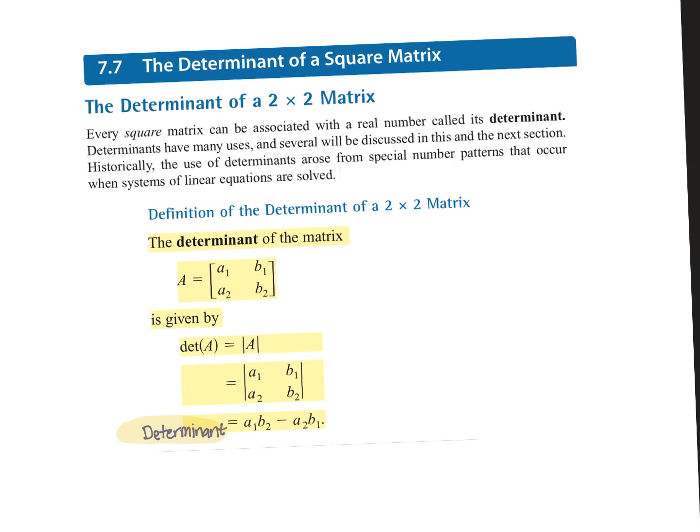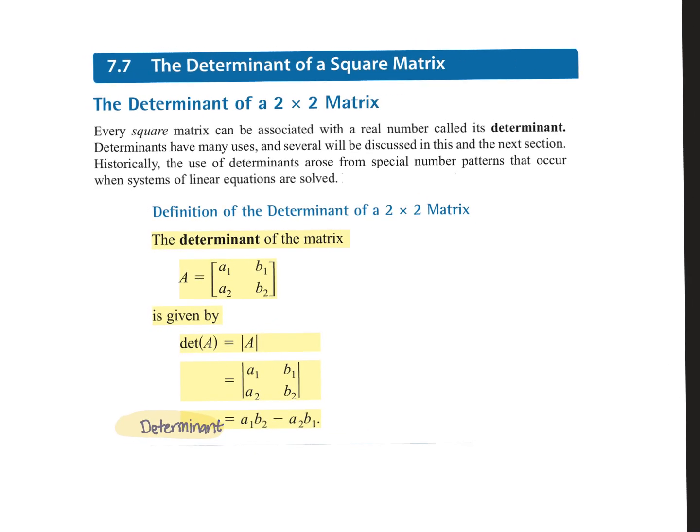All right, we are going to talk about the determinant today, which is kind of what we did yesterday. You'll see it in a second. We found the inverse, but when we found the inverse, we had to find the determinant. The determinant of a square matrix. What do I mean when I say square matrix? It's a 2 by 2 or a 3 by 3 or a 4 by 4.